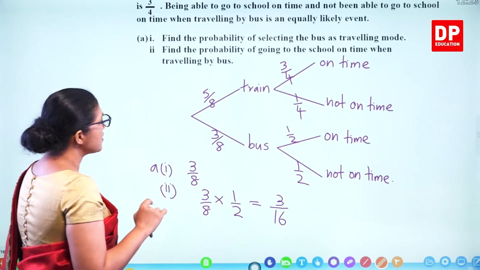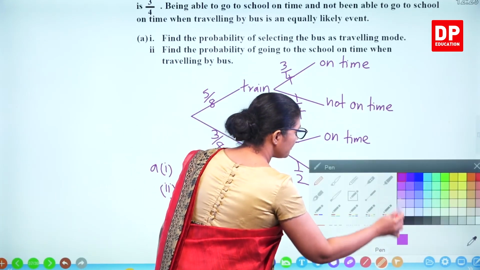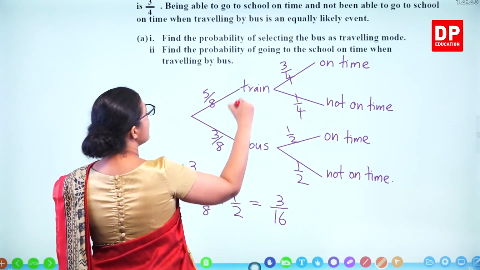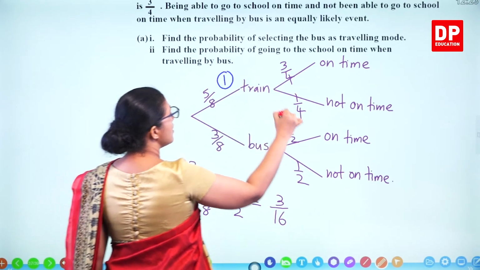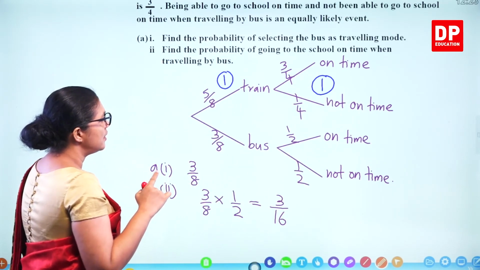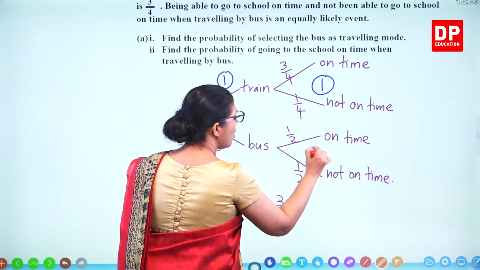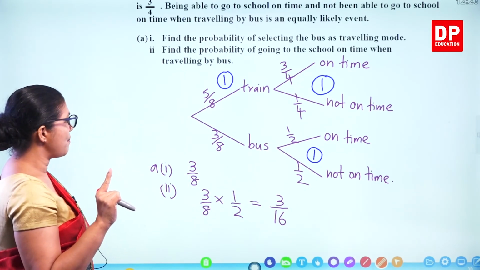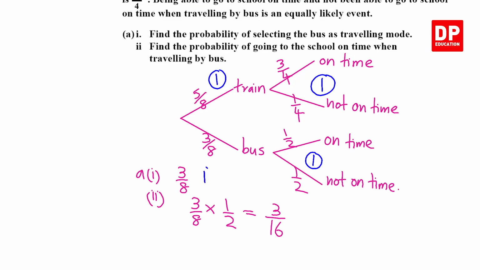So we'll give marks. Drawing this branch, 1 mark. Drawing this branch, 1 mark. And we have to give 1 mark for writing down the probability, half and half, so 3 marks. And 1 mark for this.